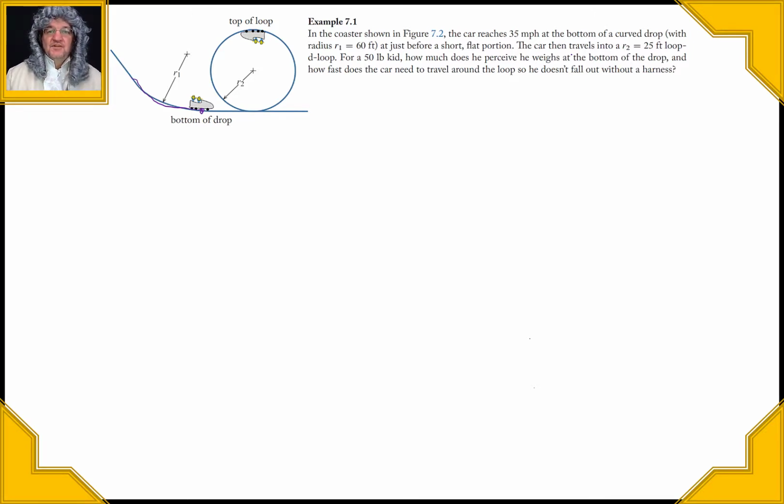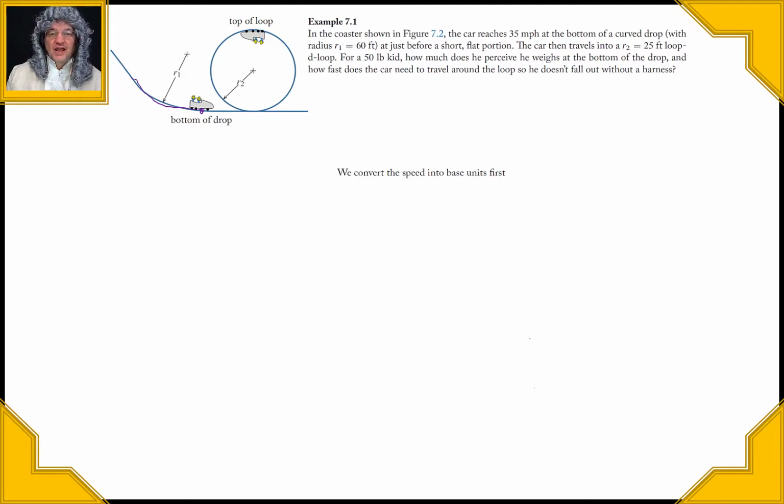So for a 50-pound kid, how much does he perceive he weighs at the bottom of the drop, and how fast does the car need to be traveling around the loop when he gets to the top of the loop so that he doesn't fall out? So like you would still have a harness, but let's say what would be the minimum speed that you would need so that you wouldn't actually need that harness, right?